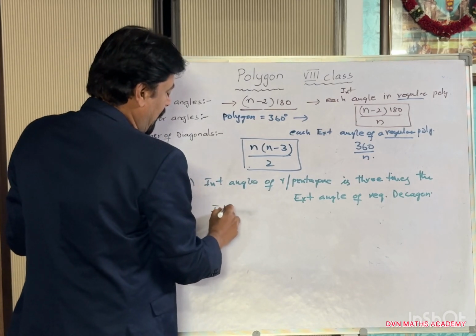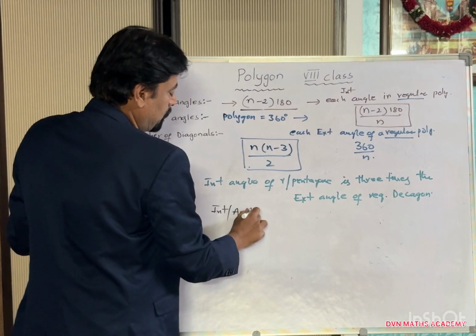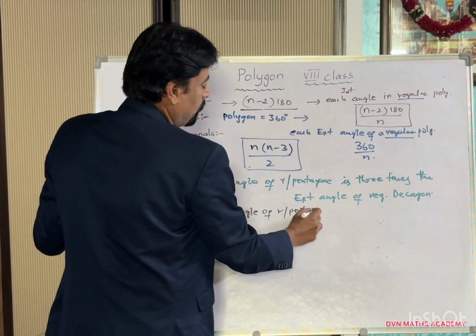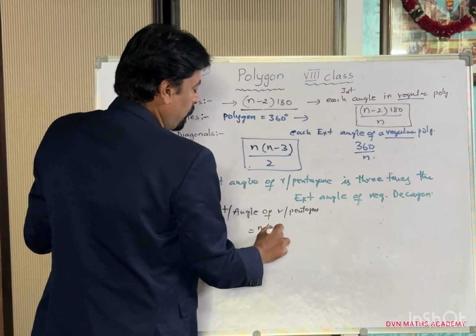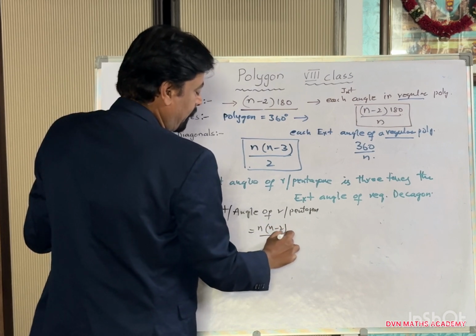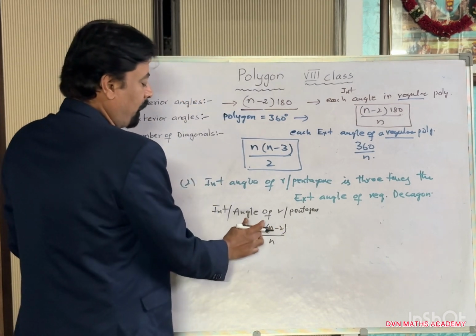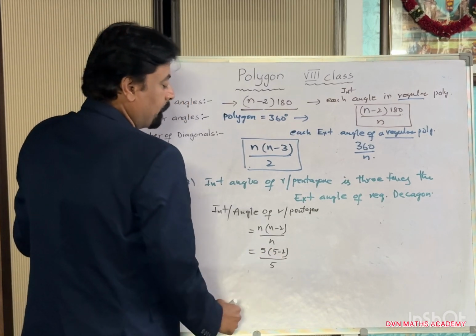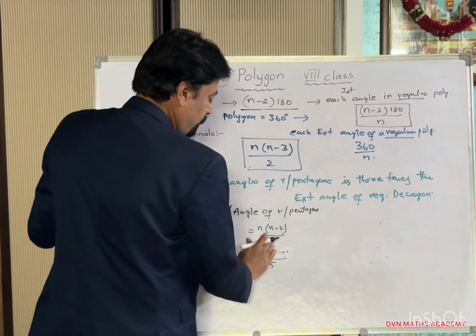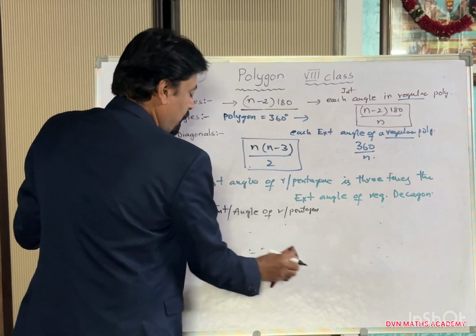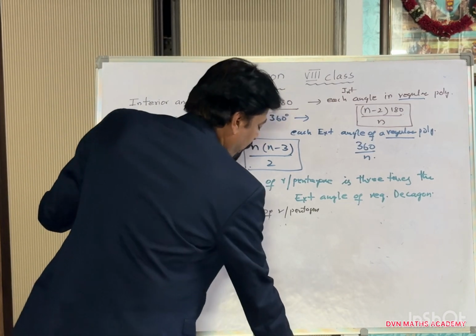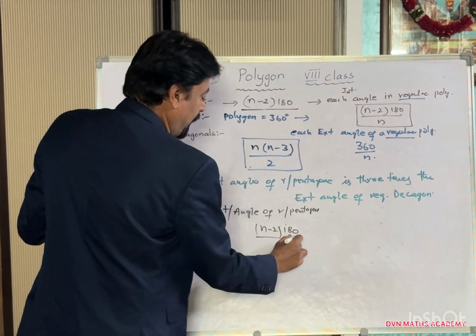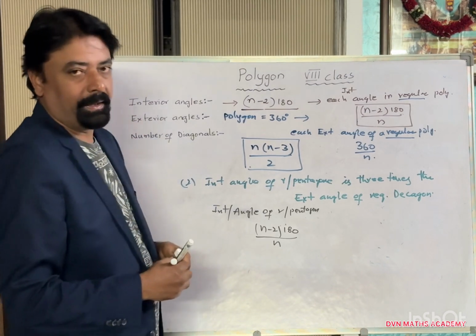So the interior angle of a regular pentagon is equal to, we know that n into n minus 2 by n. So pentagon means, you know that 5 sides, it is 5 into 5 minus 2 by 5. So here, sorry, I'm sorry. The interior angle of a polygon is n minus 2 into 180 by n. This is the formula to find the interior angle of a polygon.